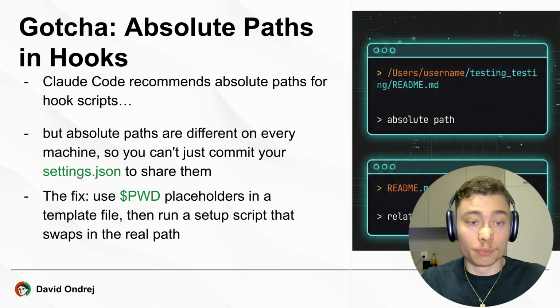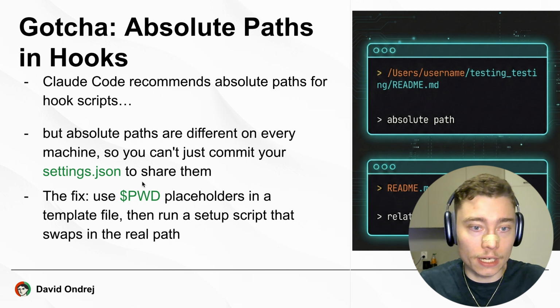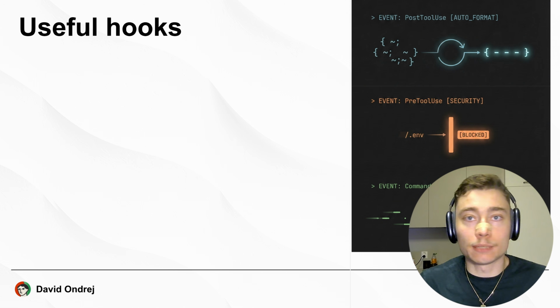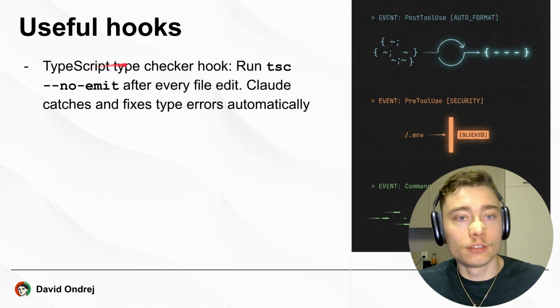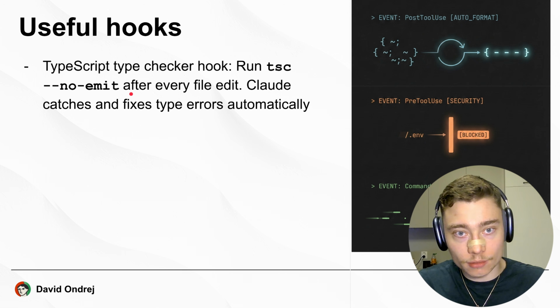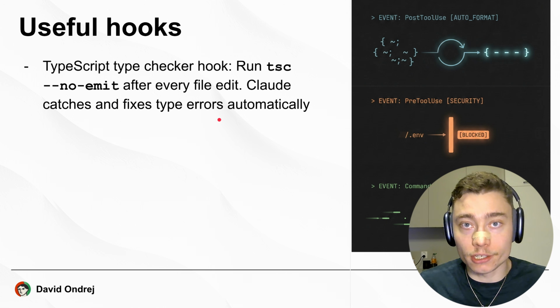Now, luckily, there's a simple fix. You can use $pwd placeholders in the template file, and you can run a script that swaps those to the real path. So let's look at some useful hooks you should be using inside of Claude Code. First off, a TypeScript type checker hook, which simply runs tsc --noEmit after every single file edit. And this will allow Claude Code to catch and fix any type errors automatically, whereas otherwise you might have only caught them when trying to deploy or when running npm run build.